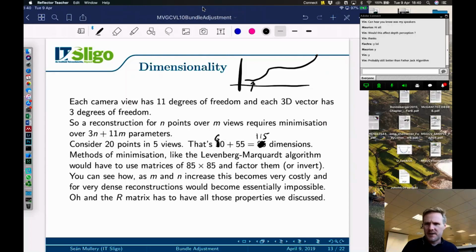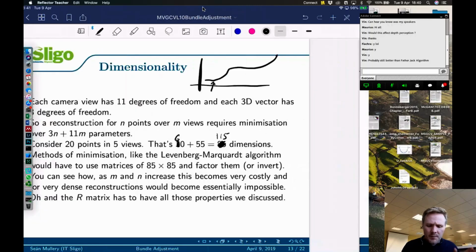There's a lot of calculations involved in it. So you can see how as n and m increase, so if we have more points and more views, this becomes very costly, and for very dense reconstructions would become essentially impossible. Oh, and there's that extra little problem, of course, that the R matrix has to have all those properties that we discussed. So generally speaking, what you're going to have to do is go into that Lie space that I told you about, and then use that exponential map with the Rodrigues formula to bring yourself back to the rotation that you want.